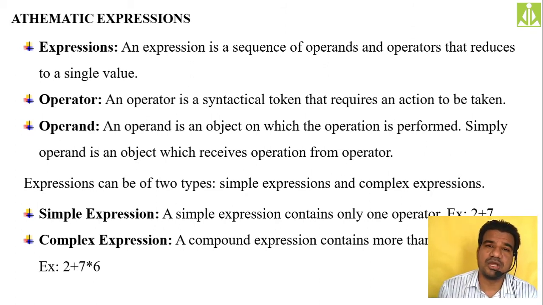But when we talk about a complex expression, it contains more than one operator. If you have more than one operator, then there is a confusion about which operator we need to evaluate first and which operator we need to evaluate next. Because of that confusion only, we call this type of expression a complex expression. Hopefully you understood.